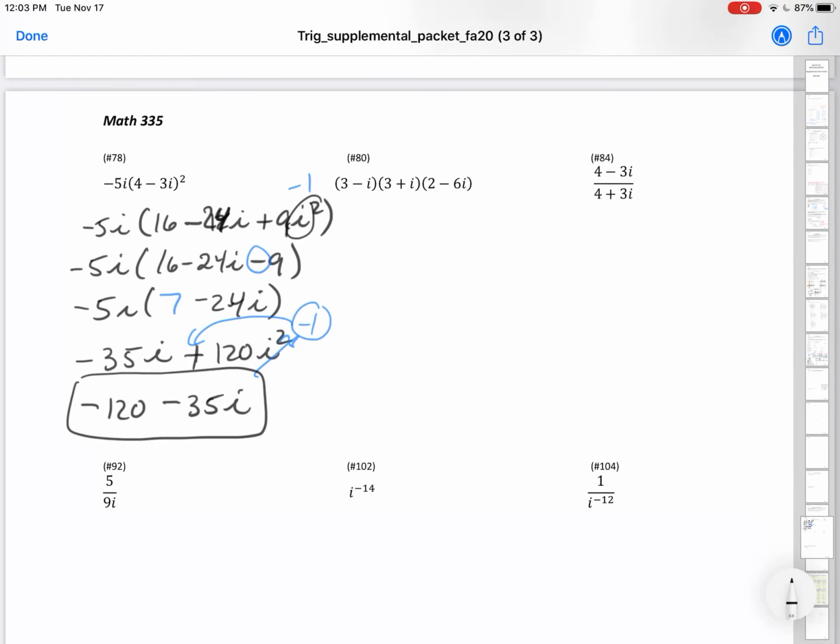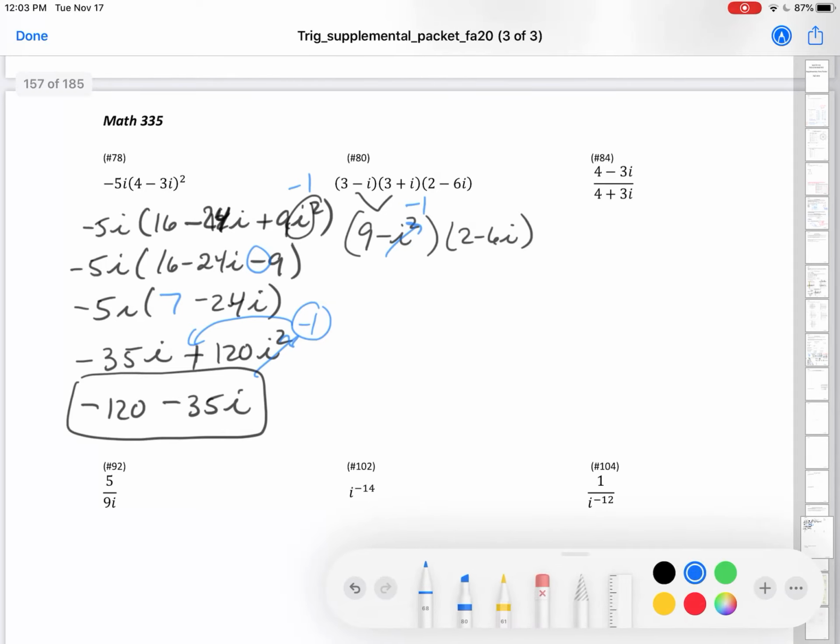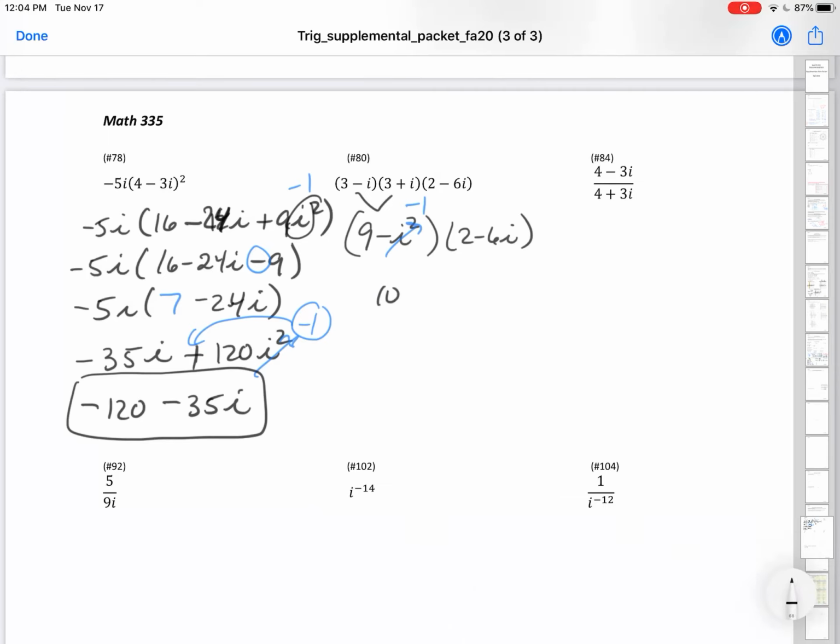So if we look at this next one, if we grab these two and multiply them together, we know 3 times 3 is 9. Negative i times positive i is negative i squared. We don't need to do the middle one. And so let me just show you what we have here. Remember what i squared is. i squared is negative 1. So 9 minus a negative 1, well, we know what that is. From pre-algebra days, that's 10 times 2 minus 6i. And this is 20 minus 60i. And we're finished with that problem.